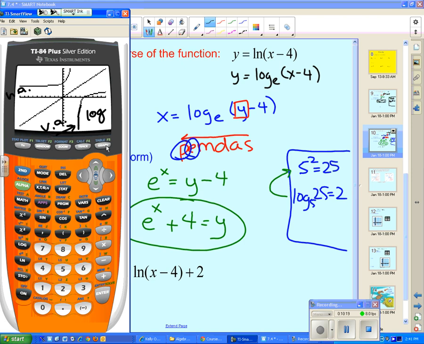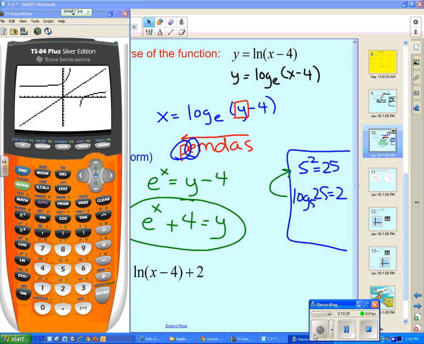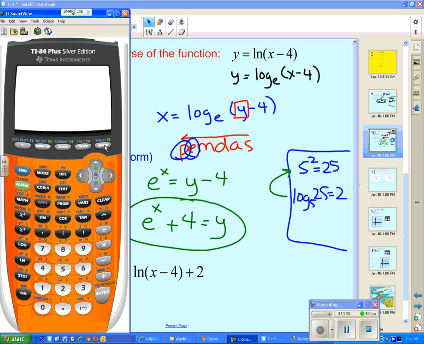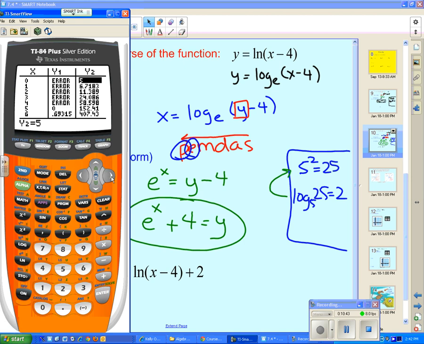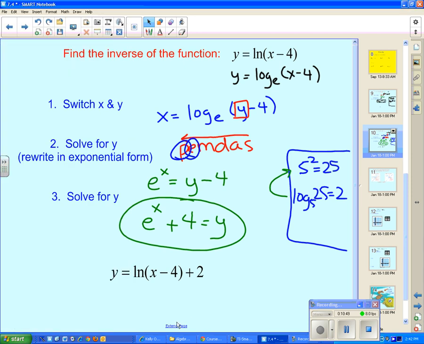Go to your table and find at least one set of points where the x and the y flip-flop from one to the other. For this one, there's not as many of those points because it's an e, because of the decimal. But I have 5, 0 here. I should have 0, 5 as well. So there's one. Questions on that last one?